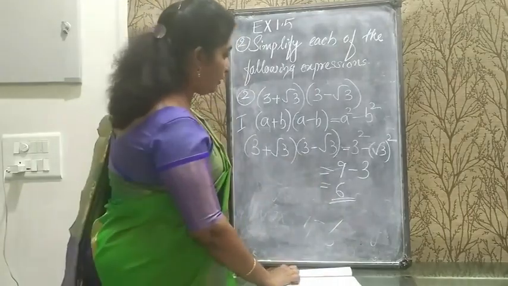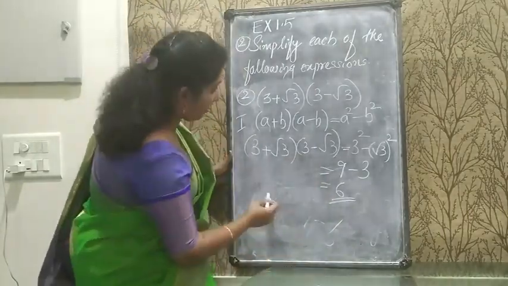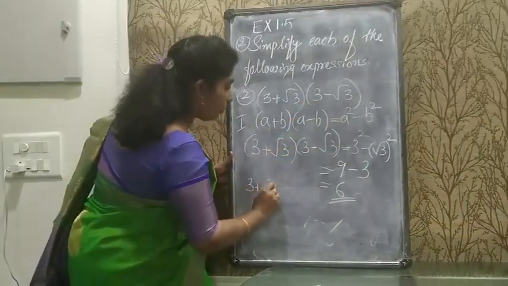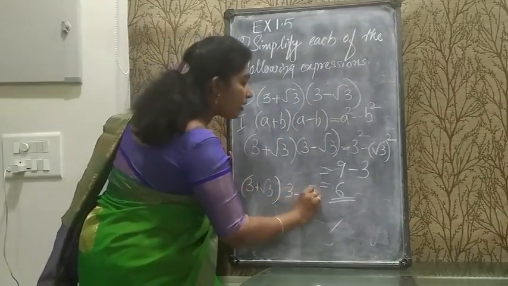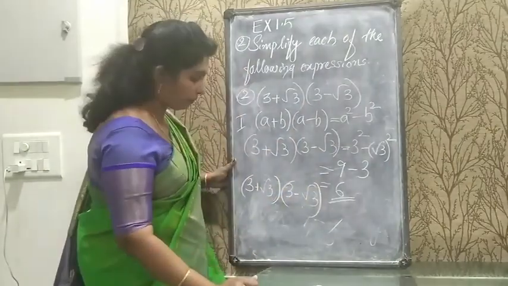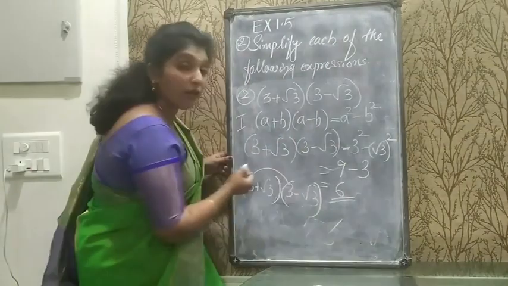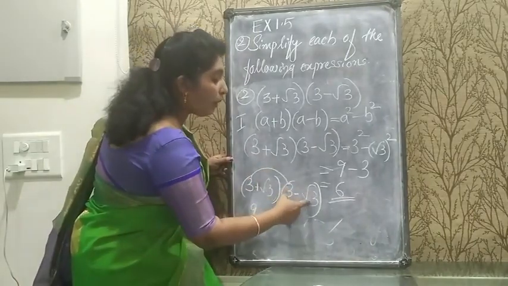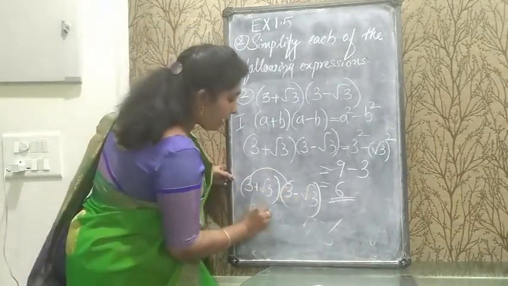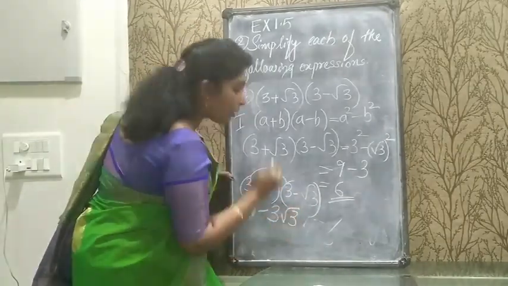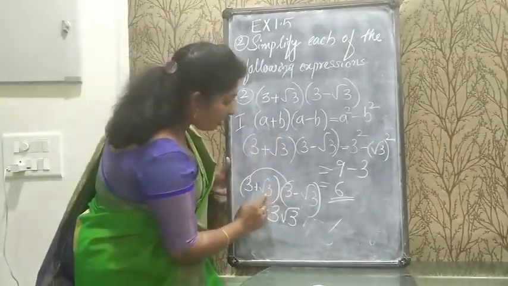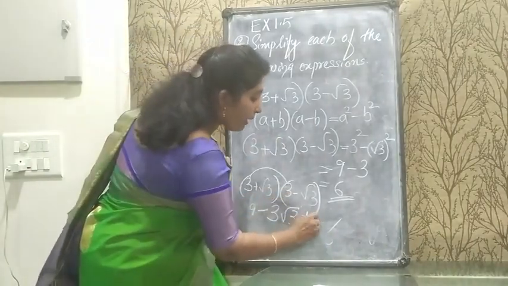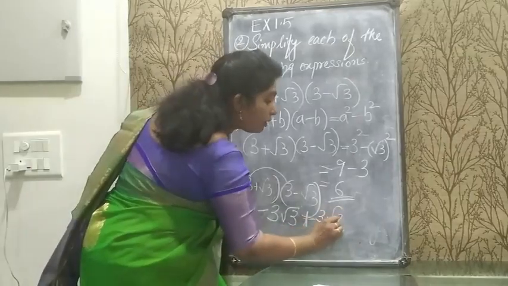The other method is, you have to open the bracket. 3 plus root 3 into 3 minus root 3. First of all, 3 you have to multiply with 3. 3 into 3 is 9. Then 3 you have to multiply with minus root 3. That will be minus 3 root 3. Then we have to multiply with root 3. Root 3 into 3 will be plus 3 root 3.